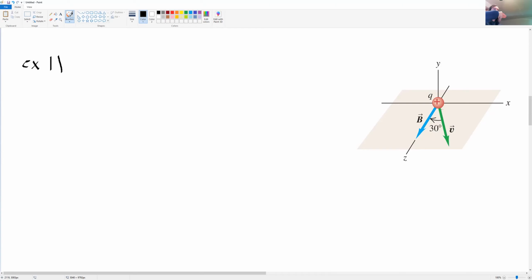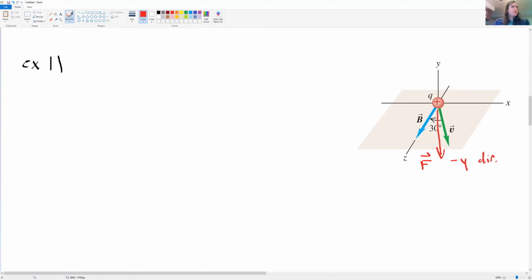And then I got to curl my fingers towards the magnetic field, which is just like a 30-degree angle. So for me, it's like this. If you guys can see the camera. And then the force is going to be downward. That's kind of the first thing I would do when I see a problem like this. So the force here is going to be downward in the negative y direction. This is the force. Okay.